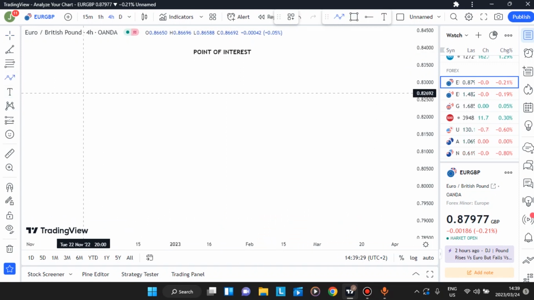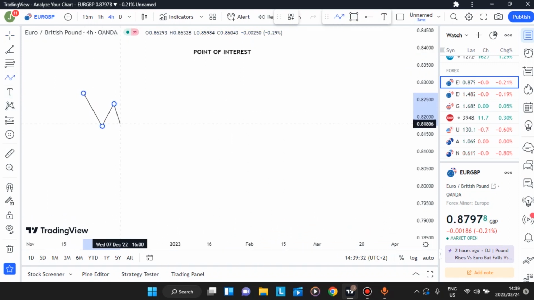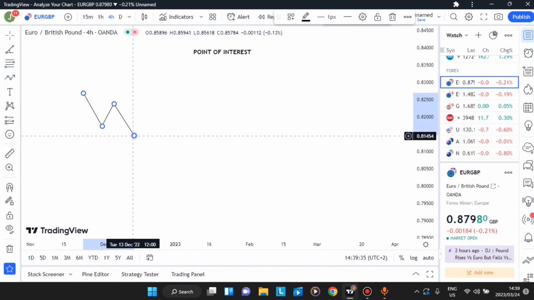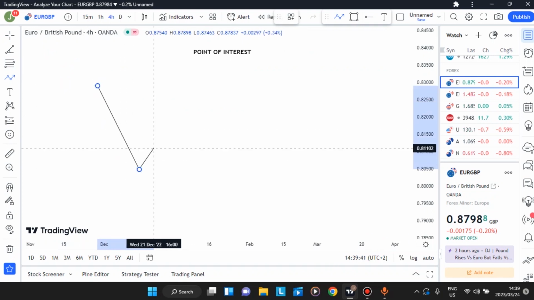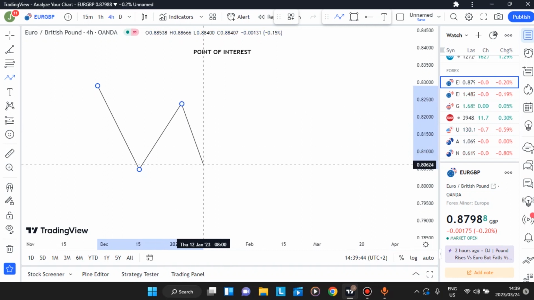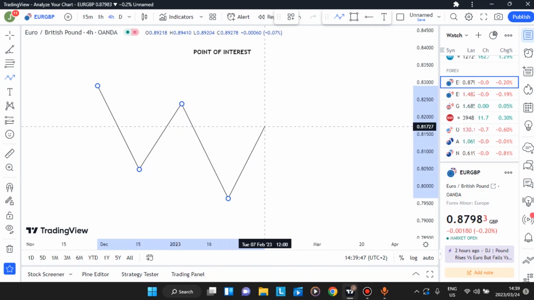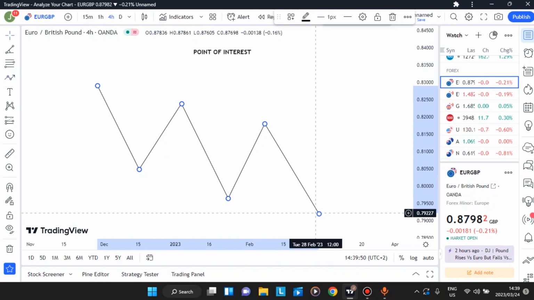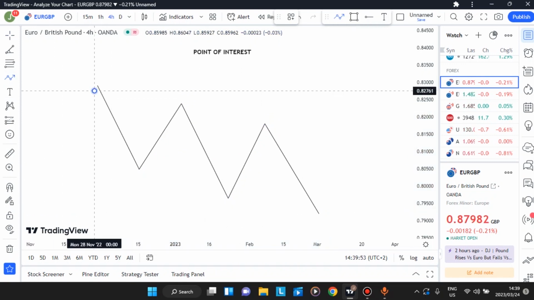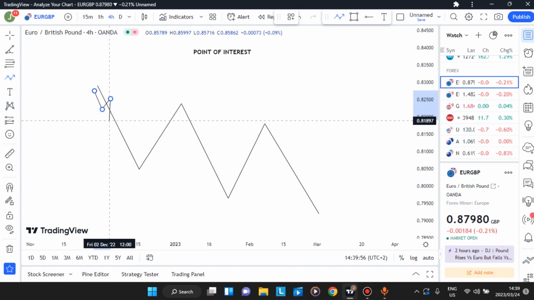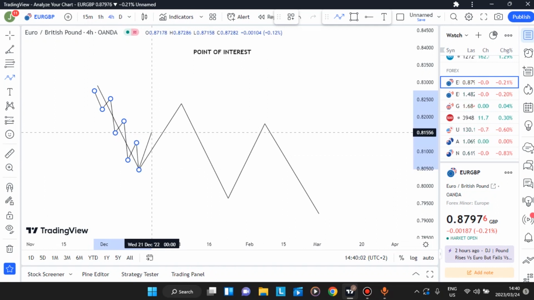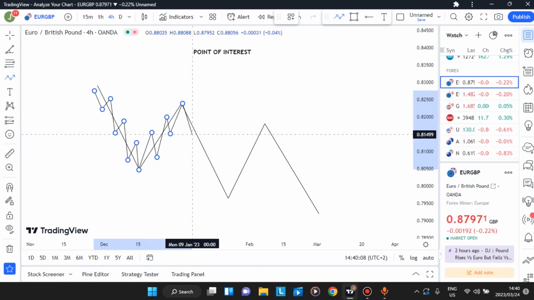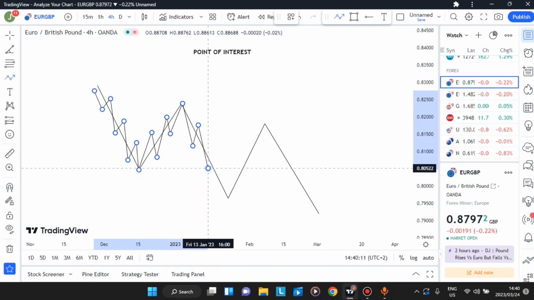Now let's say we are in a downward trend like this. This is a downward trend. Now, in this downward trend, we tend to have a small structure going up and down like that. We tend to have these kinds of structures going up and down like this.